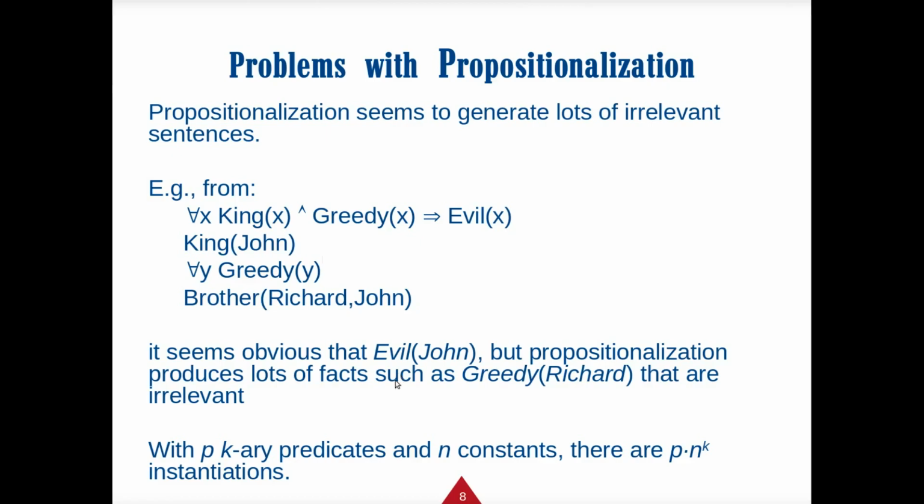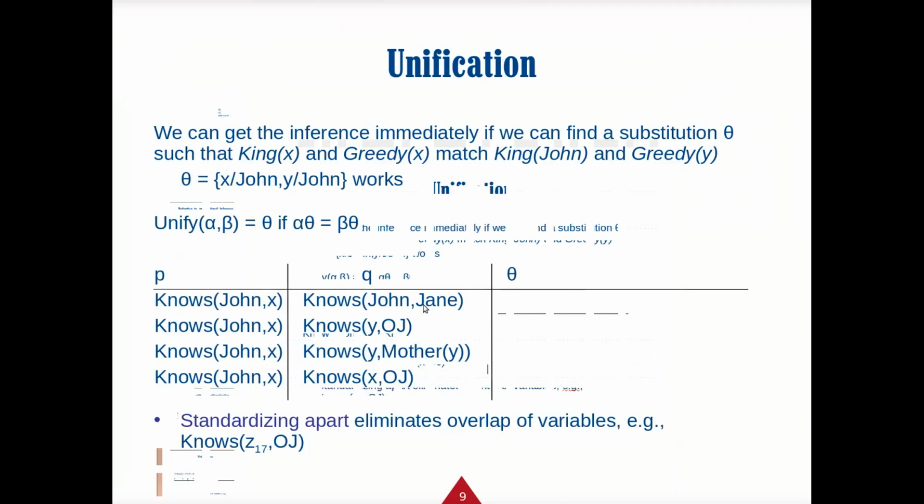In this case, you have John as the king. But Richard is greedy, and you have to be both a king and greedy to be evil. Why does this logic exist? That's kind of the idea behind that. And then the complexity: with p k-ary predicates and n constants, there are p times n to the k instantiations. So basically it just limits how big it gets. And so the two propositions, p and q, and theta.